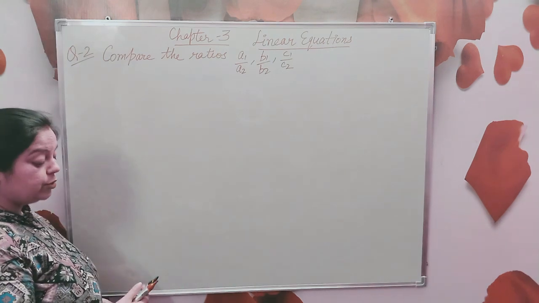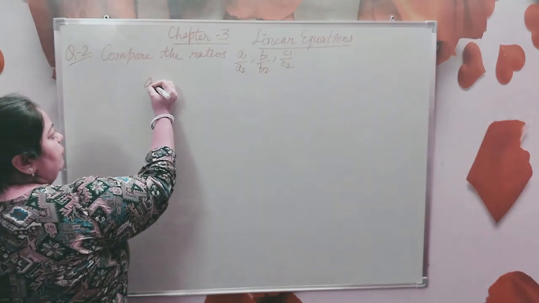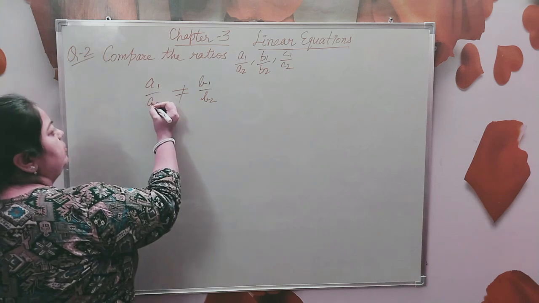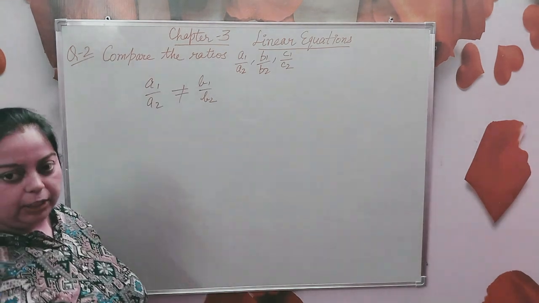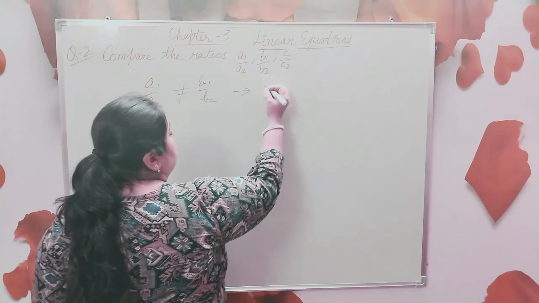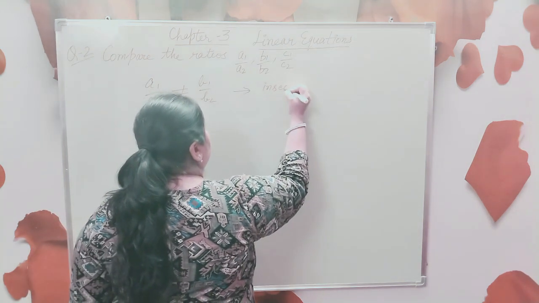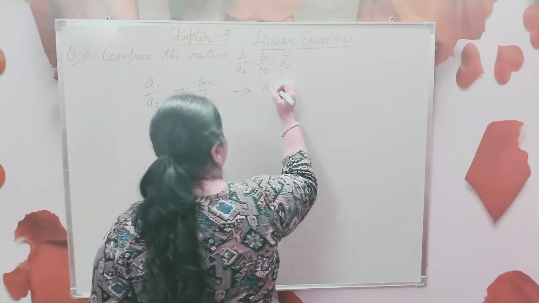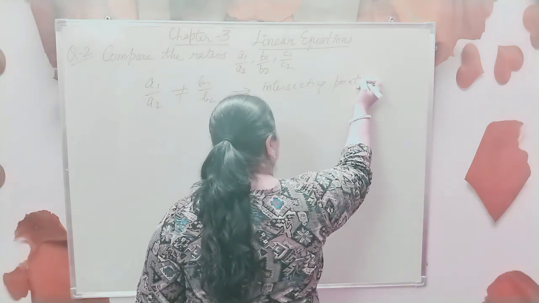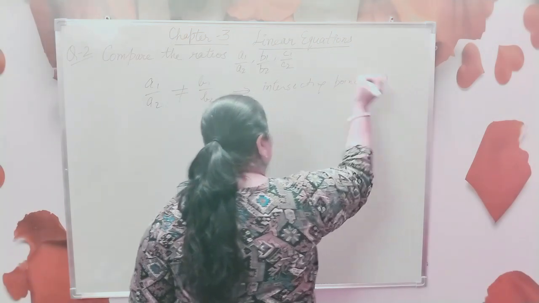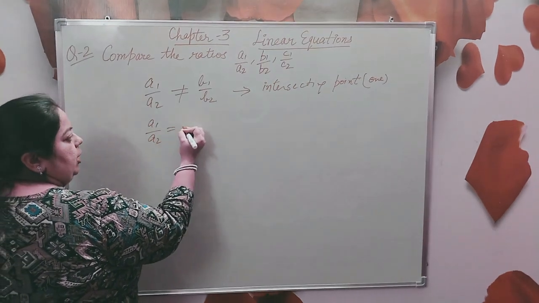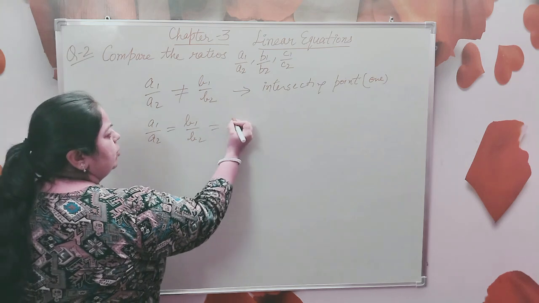So when we compare these ratios, if a1 upon a2 is not equal to b1 upon b2, when we compared a1 upon a2 with b1 upon b2 and these two are not equal, that means it has an intersecting point. It has one intersecting point.